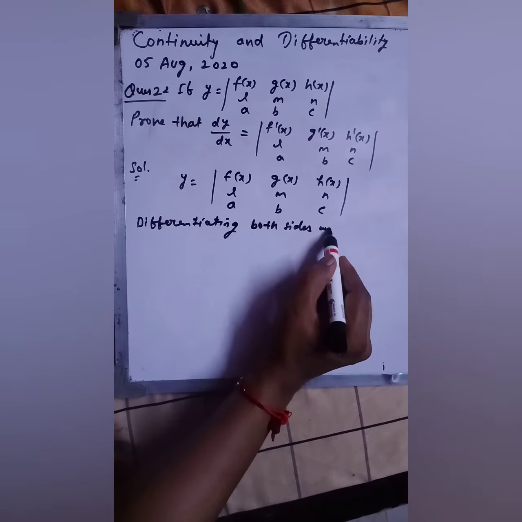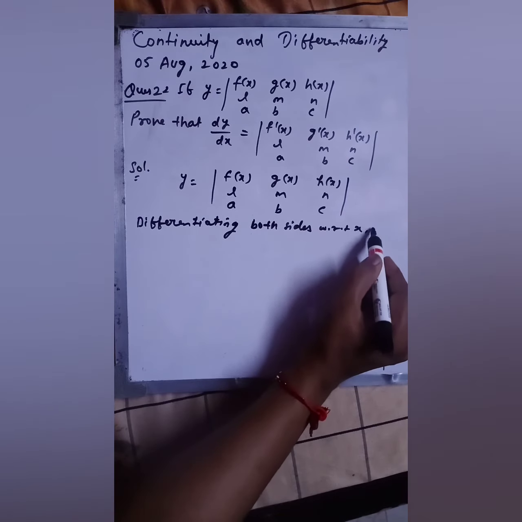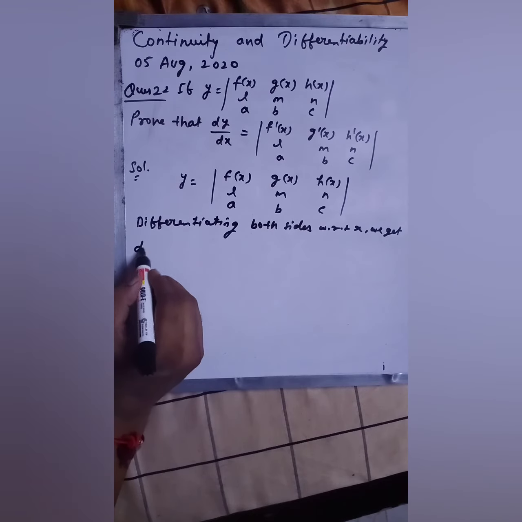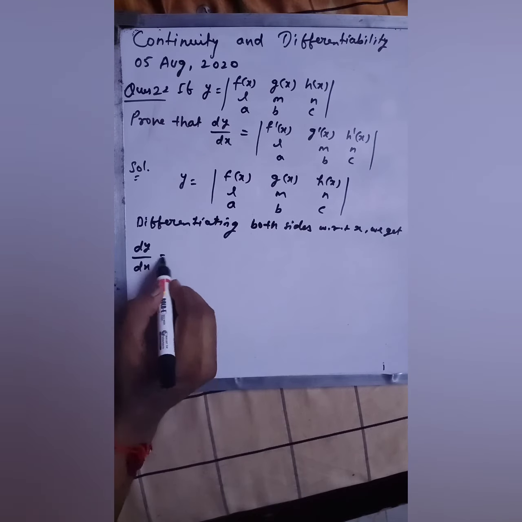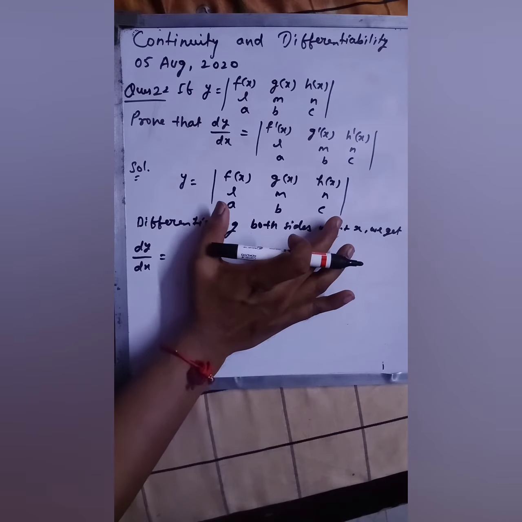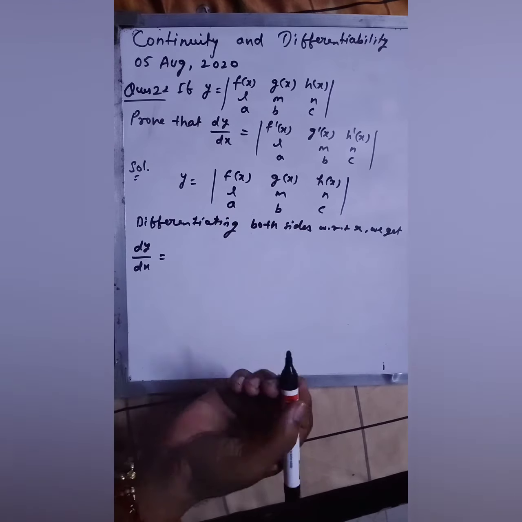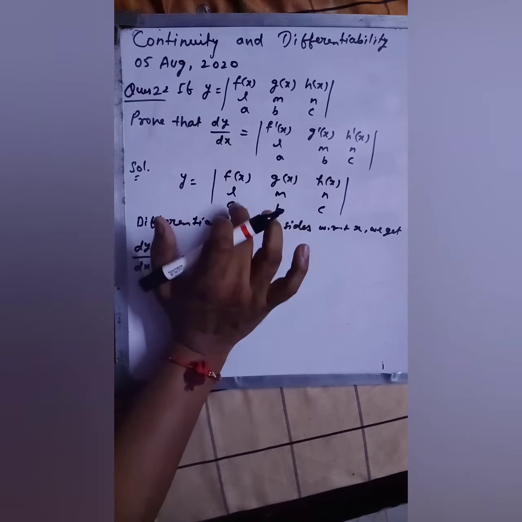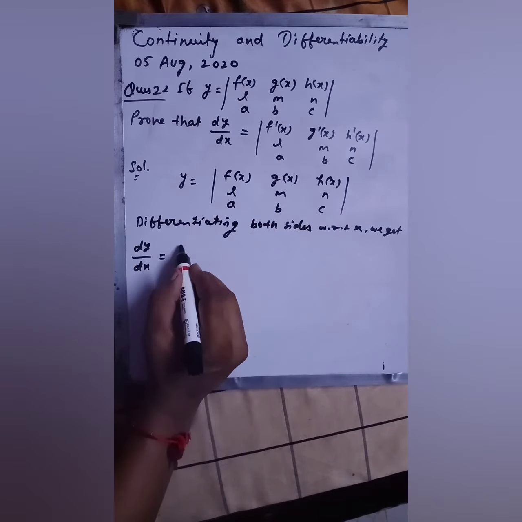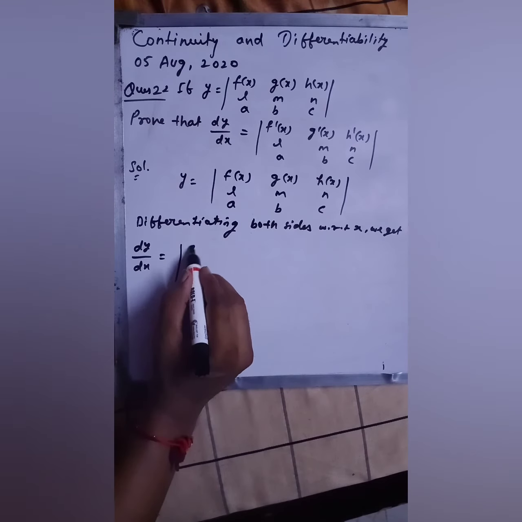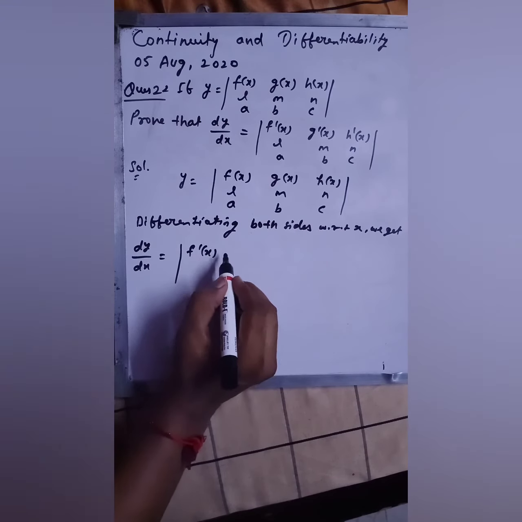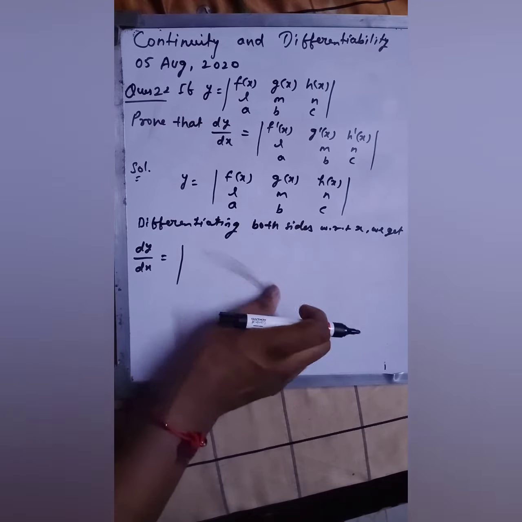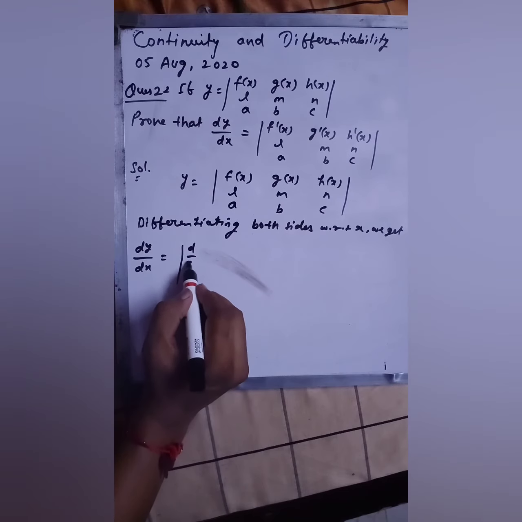Differentiating both sides with respect to x, we get dy by dx. If you have to differentiate this determinant, you have to differentiate it one row at a time. Here, I am differentiating this first row first.